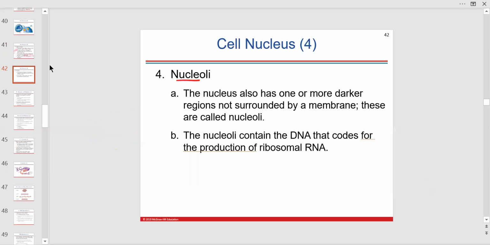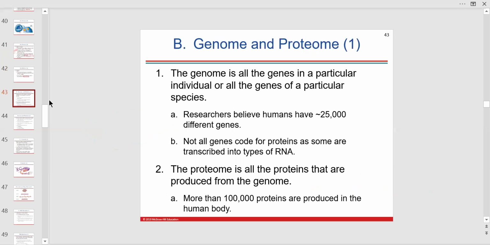Nucleoli, that's the nucleoli, and that contains DNA that codes for the production of ribosomal RNA. So the nucleolus is building ribosomal RNA, which is building ribosomes. That's rRNA. So we have about 25,000 different genes. And the genome is all our genes.